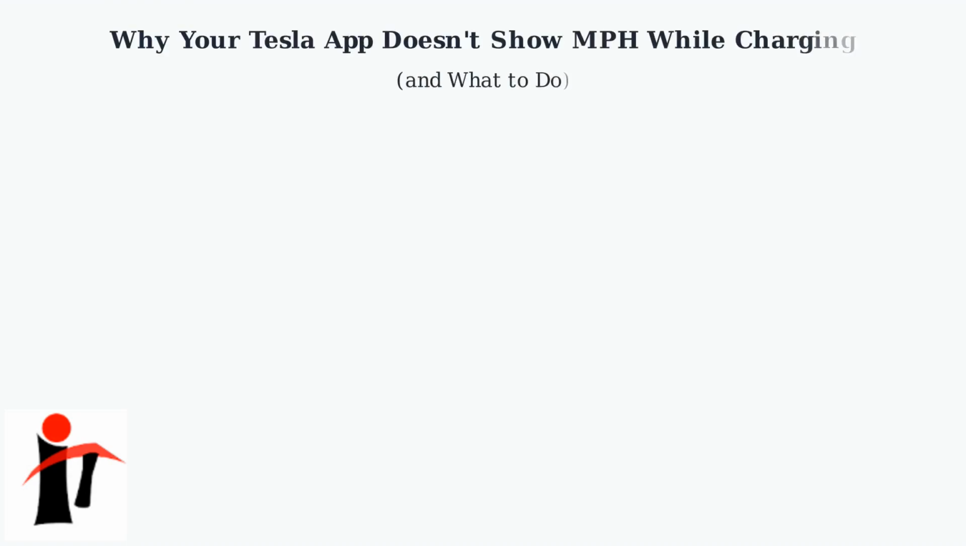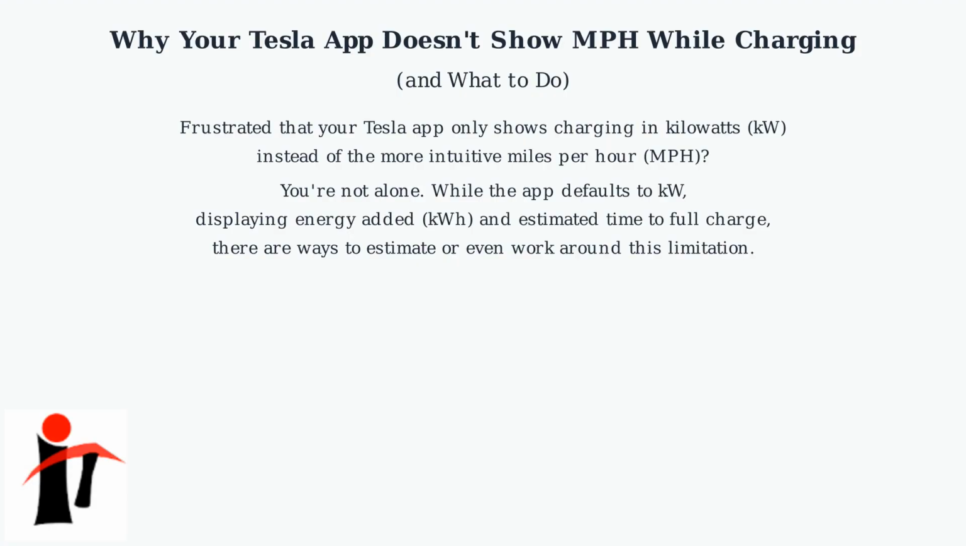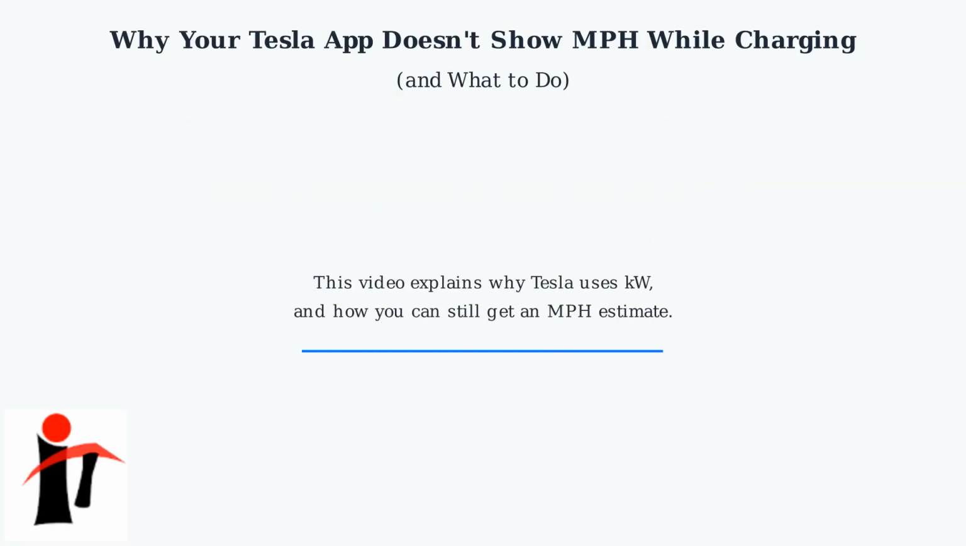Frustrated that your Tesla app only shows charging in kilowatts instead of miles per hour? You're not alone. The app displays kilowatts, energy added in kilowatt-hours, and time to full charge, but there are ways to get MPH estimates. This video explains why Tesla uses kilowatts for accuracy and safety, and how you can estimate MPH through workarounds.